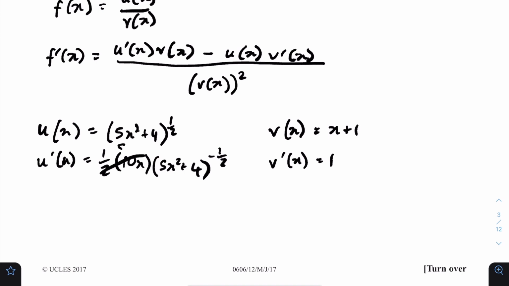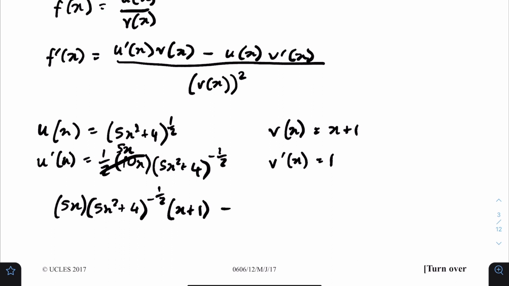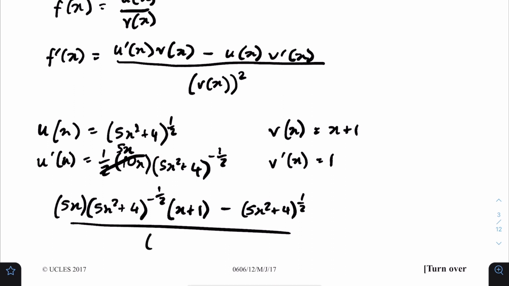Substituting this into our formula, we get the derivative of u of x, which is equal to, well, this here we can simplify down to 5x. So you can say that this is 5x times 5x squared plus 4 to the power of negative half times x plus 1, minus the derivative of v, which is 1, times u of x, which is 5x squared plus 4 to the power of half, all divided by v squared, which is x plus 1 squared.